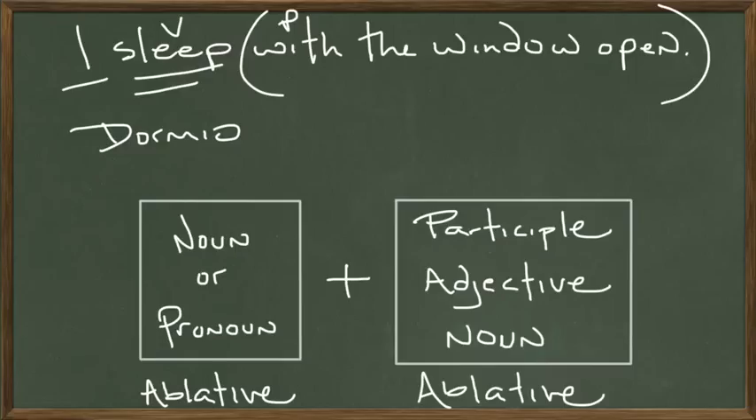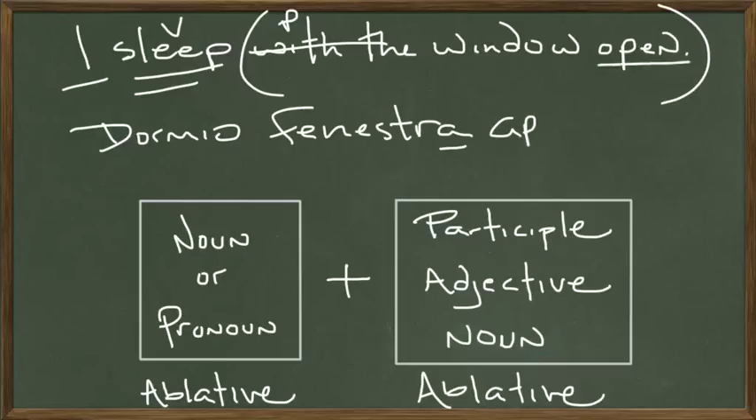It is separate from the rest of the sentence. So we're going to cross out with the, and we're just going to translate window open in Latin with the ablative. So, finestra, that's ablative. Dormio, finestra, and then open is aperio, but we're going to make it a past participle. It's a past participle because the window was opened at some point before this person went to sleep. Dormio, finestra, aperta. Notice that both of them are in the ablative case.